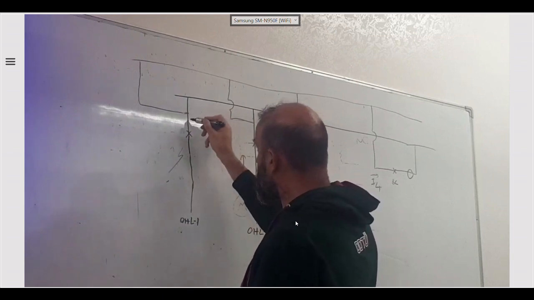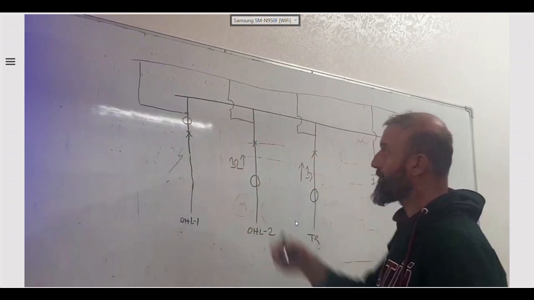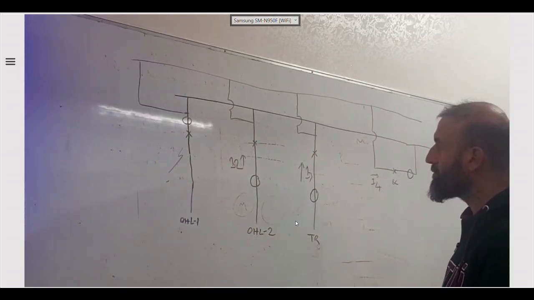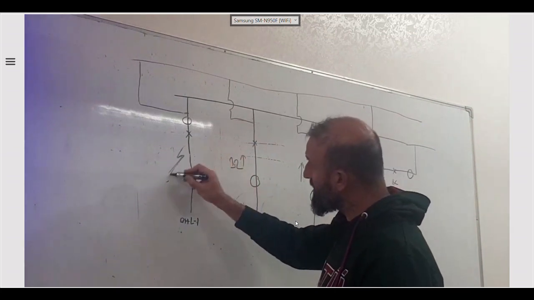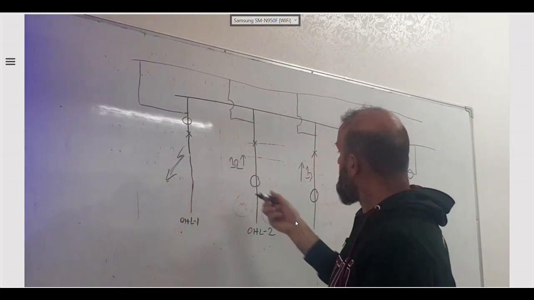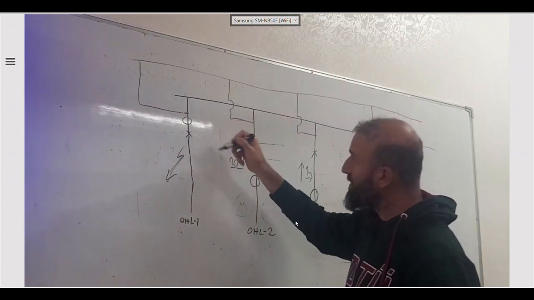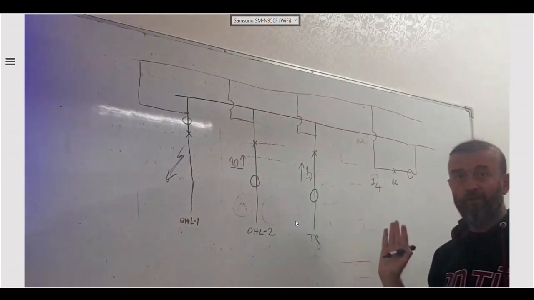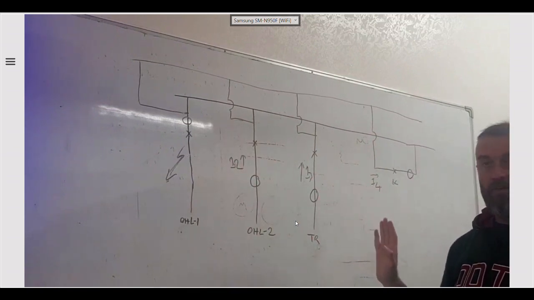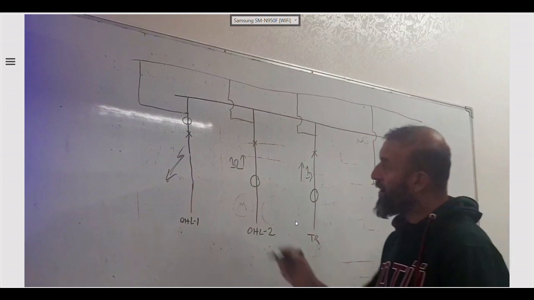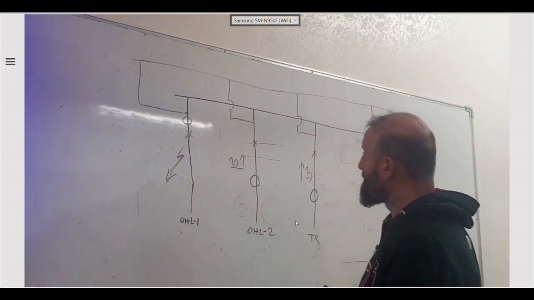As a second case, assume the CT is here instead of being here. When the circuit breaker is closed, if there is a short circuit here, and this is our current source, current will come here and feed it, and the overall differential current will be zero. So it is out of zone, it is no problem. There will be no trip. But again, if this circuit breaker is open.